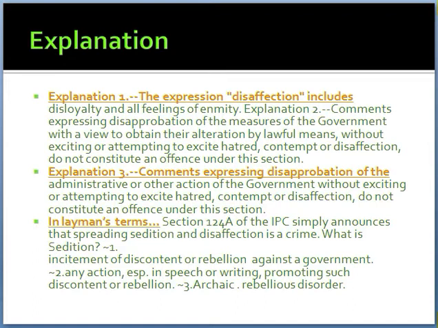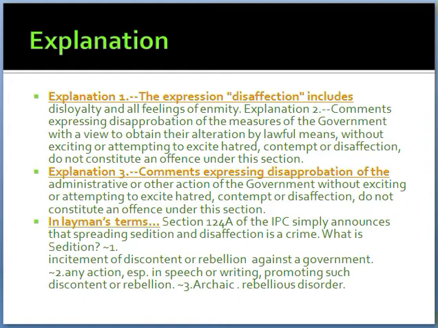This will make it easier for you to understand the word contempt when we are talking about the sedition part. Now, explanation 3. Comments expressing disapprobation of the administrative or other action of the government, without exciting or attempting to excite hatred, contempt, or disaffection, do not constitute an offense under this section. So if somebody knowingly or unknowingly did something, but that does not excite hatred, does not create contempt or any disaffection, that will not be taken as sedition.